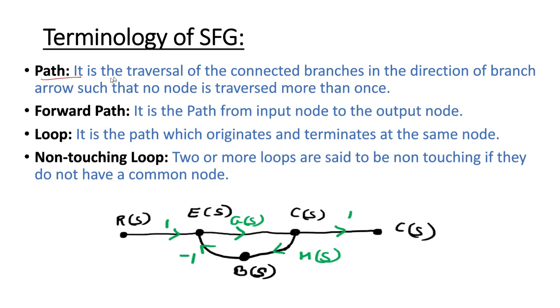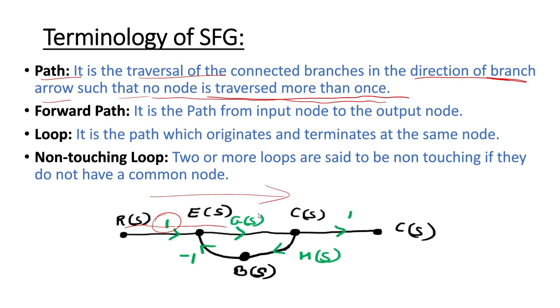Then the path. Path is the traversal of the connected branches in the direction of branch arrow such that no node is traversed more than once. You have to remember this statement that it is not traversed more than once. So what is the path here? The path here is from R(s) to this 1, then G(s), then 1. So this is your path.